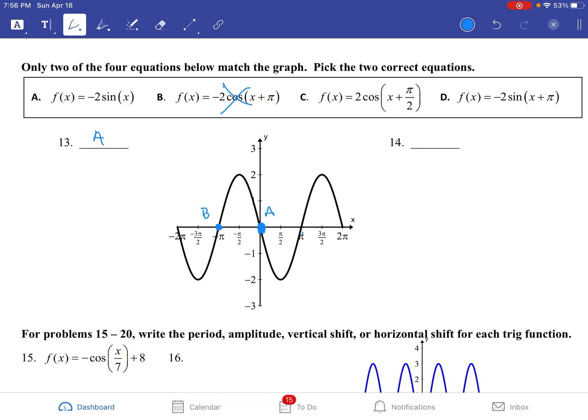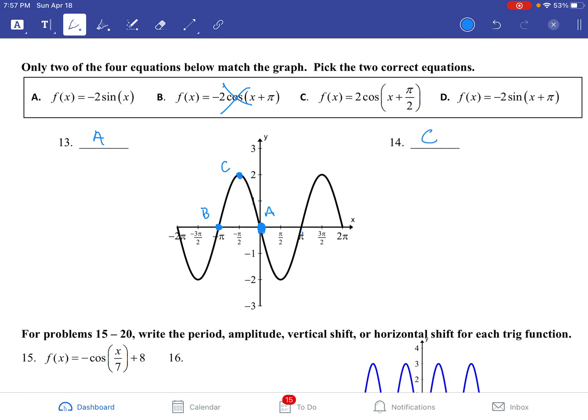All right, next, for part C, we have plus pi over 2, which means we're going to go left by pi over 2. Starting here, that's C. And we can see at C, we go down 2, up 2, up 2, which would match our graph. So C is the other answer.